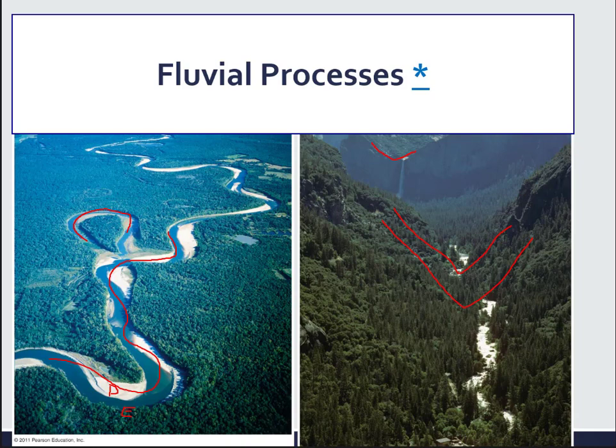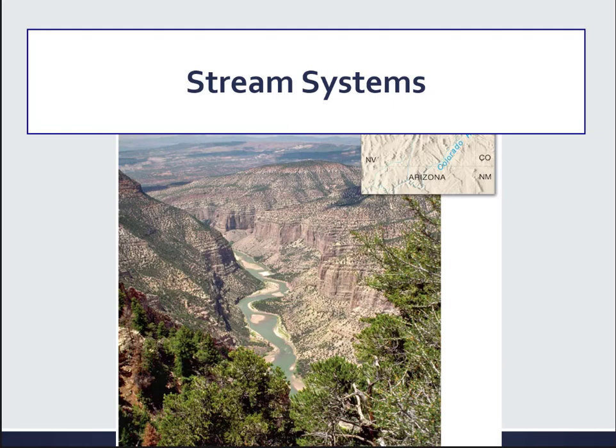Okay. So let's start by just talking about stream systems. What we want to understand is how streams are organized. What do we call the geographic area where they drain? What do we look at in terms of how they are organized? Are they nested? Are they singular? All of that, the hierarchy, if you will. We also want to understand how we measure stream flow.